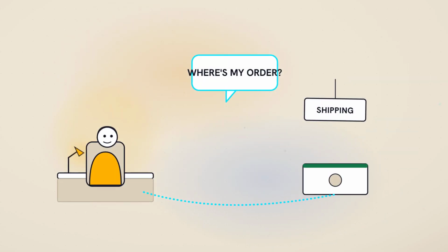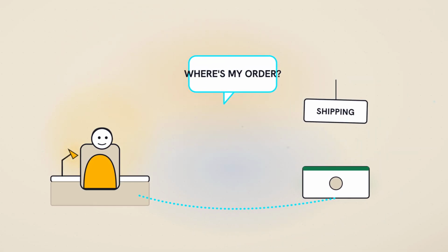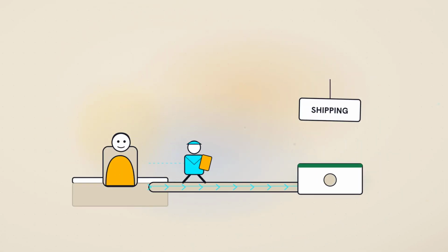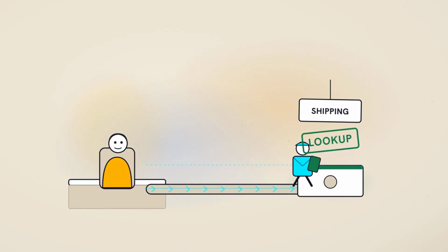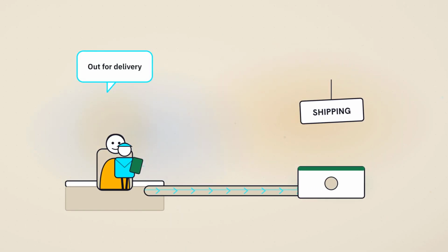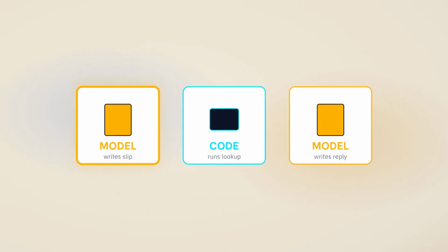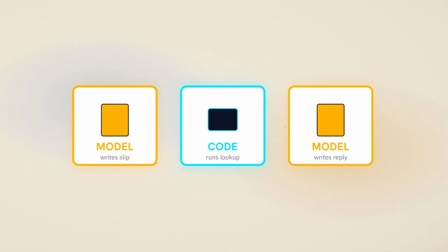Let's walk one all the way through. A user asks, "Where's my order?" The model writes a slip. Your code runs the lookup. The answer comes back. Then the model writes the reply. The model wrote one slip. Your code did the real lookup. The friendly reply at the end? That's the model again.